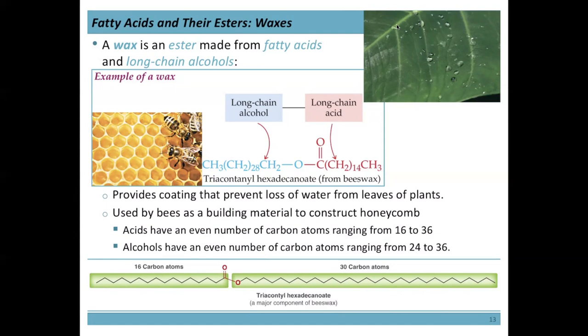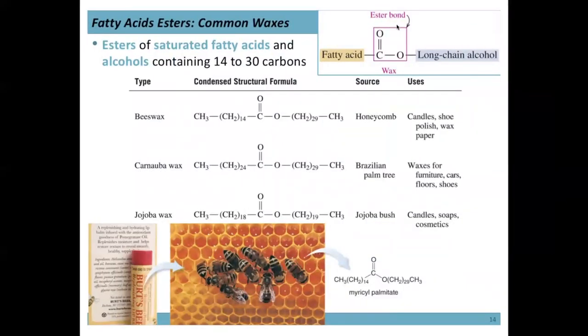And so these are biologically used. Plants use them to coat their leaves to prevent evaporation of water and to protect themselves from insects. And insects actually use wax, best known being bees, that use it to build their honeycomb to store their young and honey in. So again, waxes are a fatty acid, very long chain, and then an even longer chain alcohol. And so we've got a couple examples here. So beeswax, the fatty acid is 16 carbons and the alcohol is 30 carbons. So the source is honeycomb, and it's used as candles and shoe polish and wax paper.